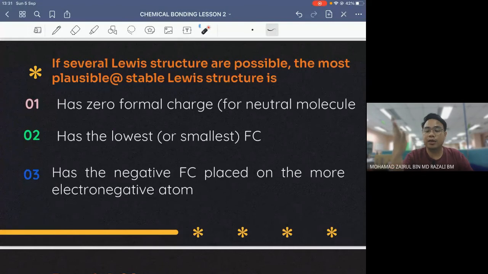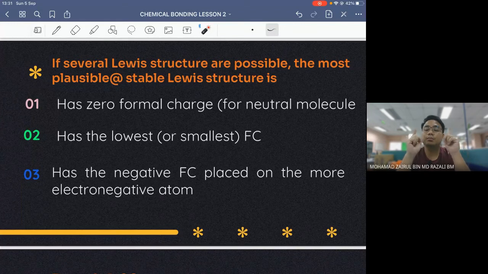Ataupun kalau tak boleh semua tu sama dengan 0, have the lowest formal charge. Okay, have the lowest or the smaller formal charge. So we're going to take a look at the example. Or the most stable or the most plausible Lewis structure if the negative formal charge is located on the more electronegative atom. So kita akan tengoklah example dia sebentar lagi.